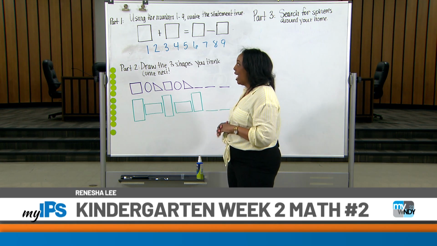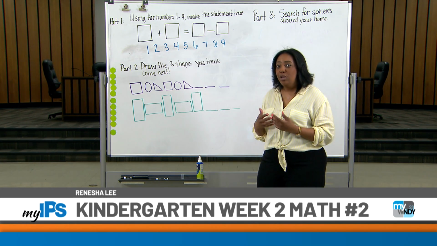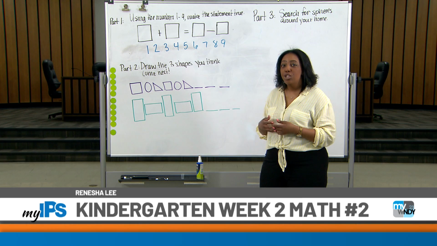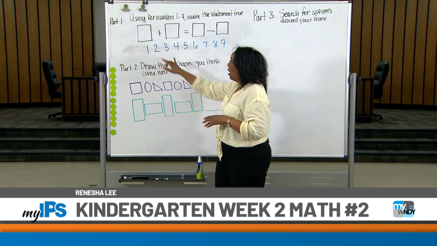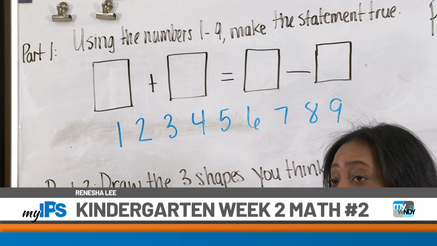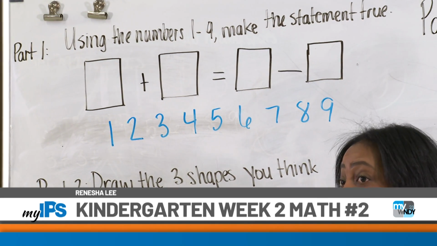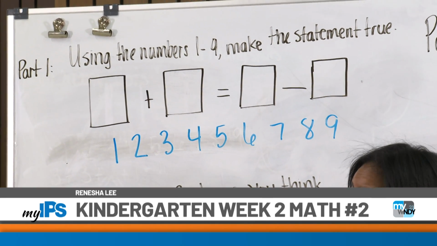There's 3 parts today. So the first part is using numbers 1 through 9. You're going to try to make this statement true. So let's talk about some of the things that are here. We've got a couple of boxes. Those are going to be places for your numbers. You can only use the numbers one time, so we're going to have to keep track of that.